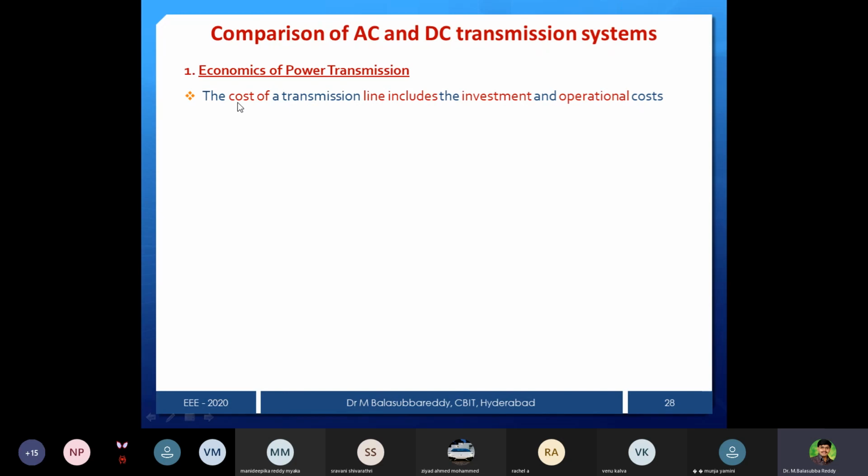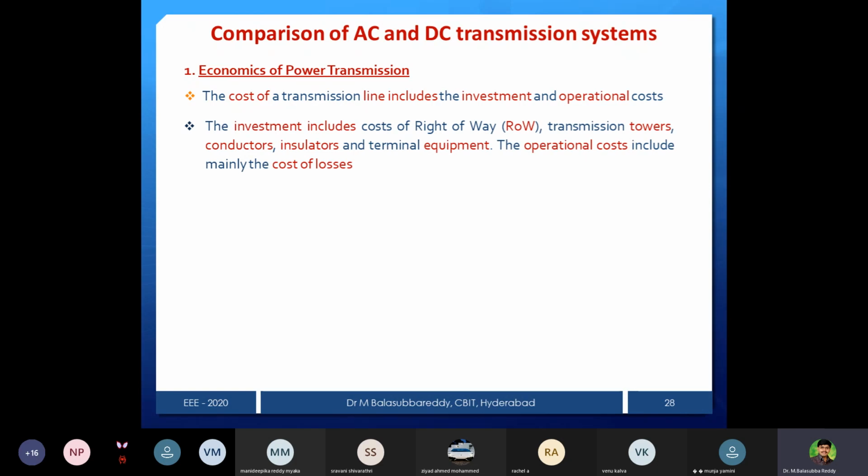Similarly, in the case of the cost of a transmission line, here we consider only the transmission side, not the generation side. The cost of a transmission line includes the investment and operational cost. These are the two parameters we need to consider to decide the cost of a transmission line: investment and operational cost. What are the investment parameters in a transmission line?